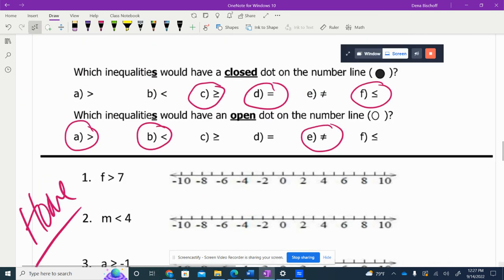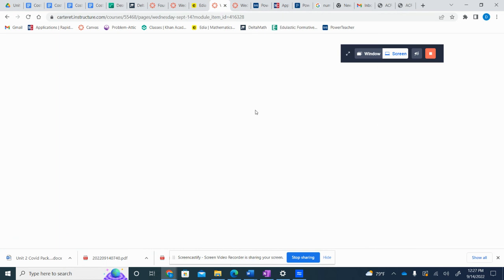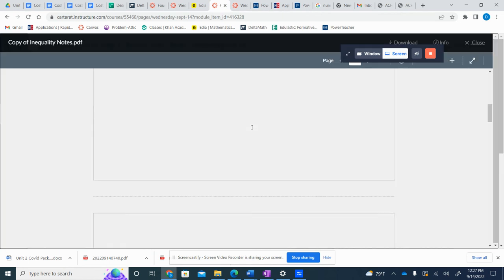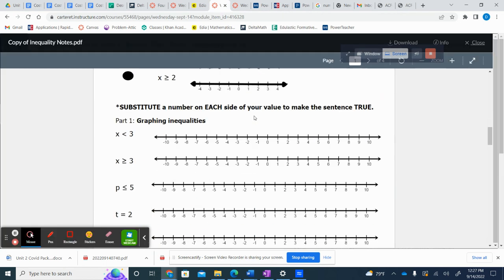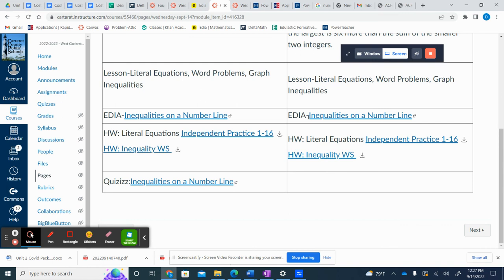Okay. So you do have an EDIA in Canvas today. I'm going to pull that up for you really fast because you still have 30 plus minutes. So if you go to Canvas for today, let me close that. You have an EDIA right here. Inequalities on a number line. This quizzes on a number line.